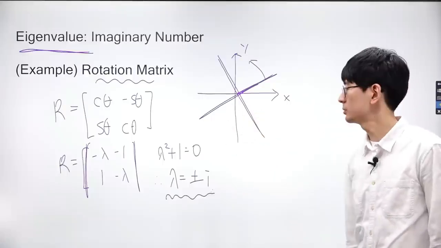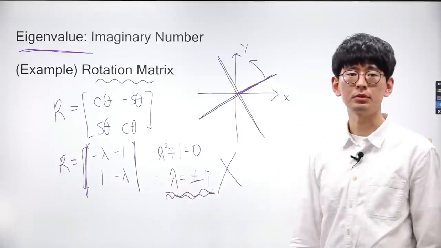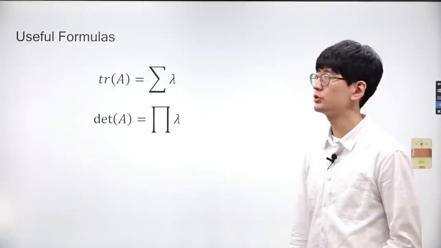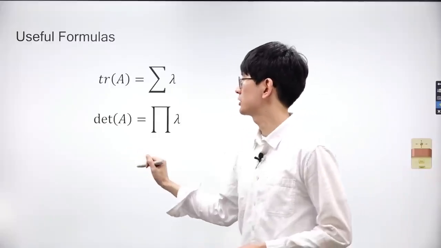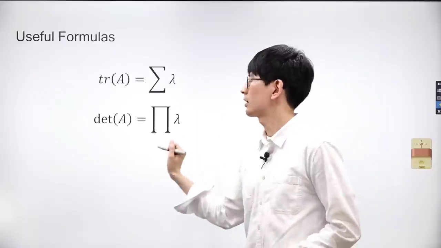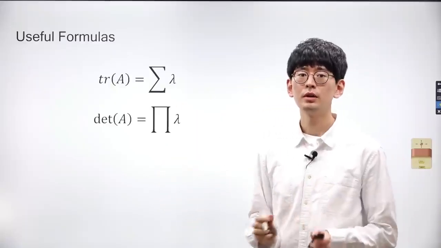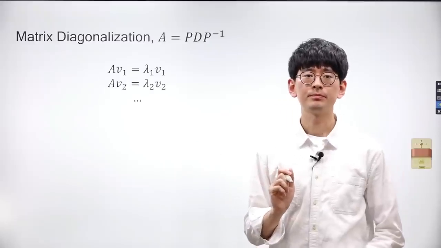So remember that if you obtain an imaginary number for an eigenvalue of a matrix, there are no vectors that maintain their directions after the transformation. Let's quickly go over some of the useful formulas related to eigenvalues. The trace of a square matrix is the sum of its diagonal elements and also equals the sum of its eigenvalues, while the determinant of the matrix is the product of its eigenvalues.